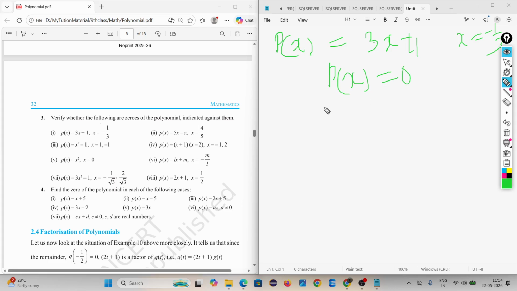Yes, sir. Then polynomial of x equal to 3x plus 1. In place of x, put this value. If it is equal to 0, then it is a zero. If it gives anything else, then it is not the zero. Okay? Put and check. Zero means 100% you should get 0. Value means you can get any value.